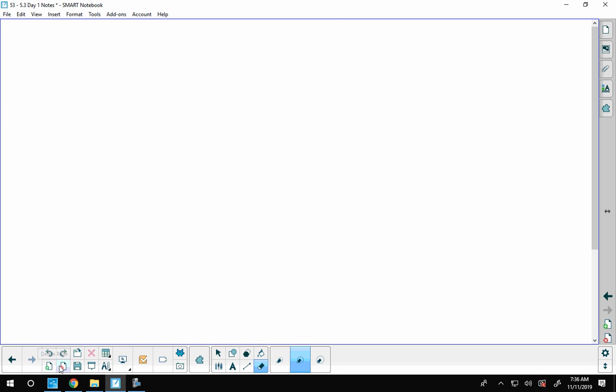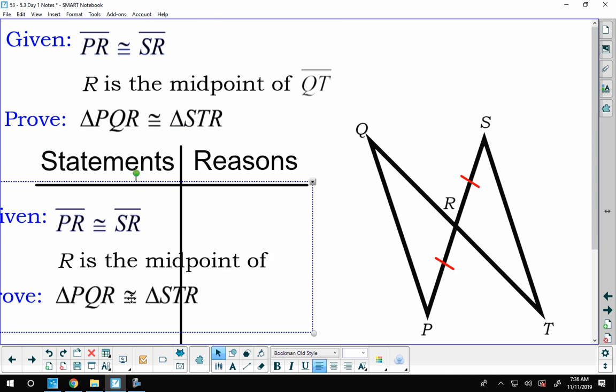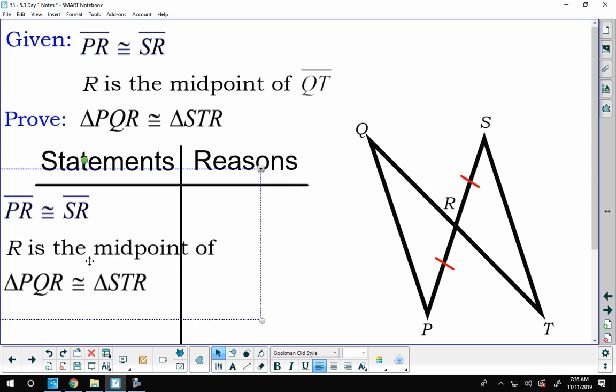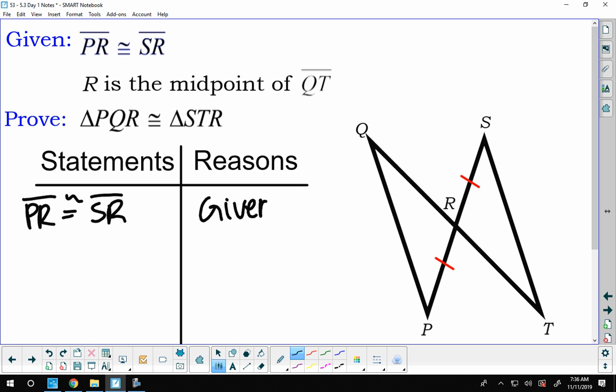And we have one more proof. So again, copy down your givens. I'll have to write these. So segment PR is congruent to segment SR, and that is already marked in our picture with one tick mark. And that's all that's marked in our picture. So our next given, we're going to have to figure out what we know.